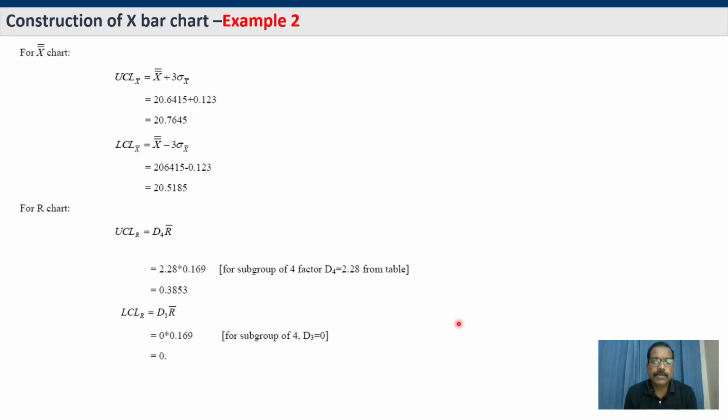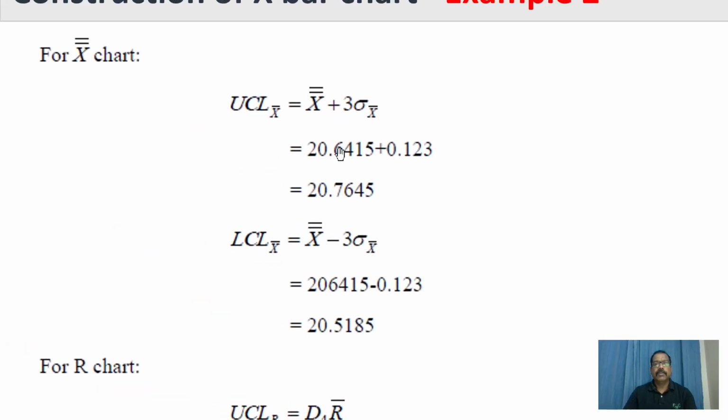Then for the x bar chart and r chart, you can calculate the upper control limit and lower control limit. For the upper control limit, we have this equation: x double bar plus 3 sigma x bar, and x double bar minus 3 sigma x bar for the lower. This one we calculated from the previous page. Already we know this x double bar. Substituting that, you can calculate the upper control limit and lower control limit for the x double bar chart.